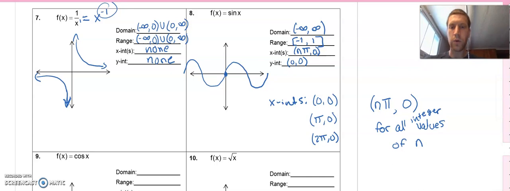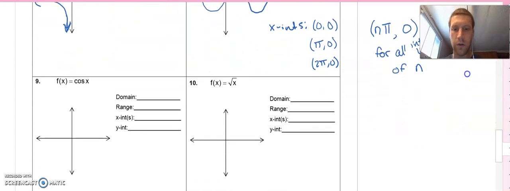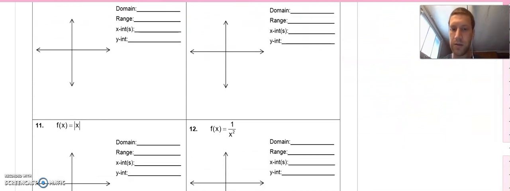Okay, so cosine is going to be similar. Check out the answer key if you're struggling with that, and I think that you guys should be good with the rest of them. By the way, one note on this, 1 over x squared is going to be the same as x to the negative second, so you can guess that that's going to be symmetrical over the y-axis because it's an even function.